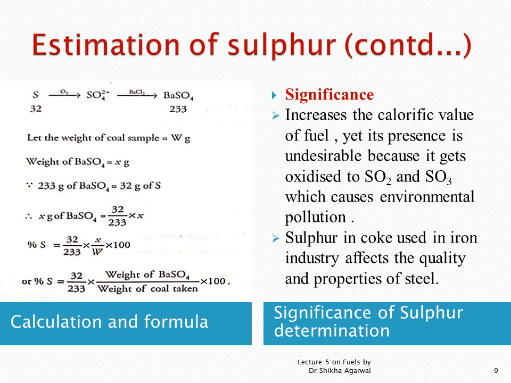Now, why do we need to find out how much sulfur is present in the coal sample? Sulfur increases the calorific value. Its calorific value is 2240.